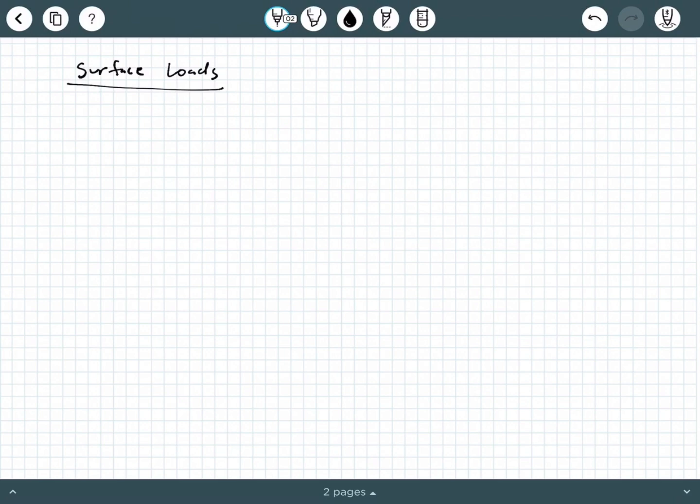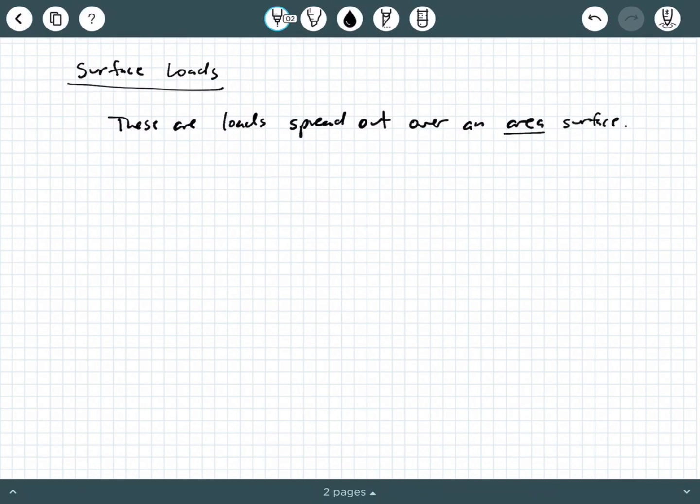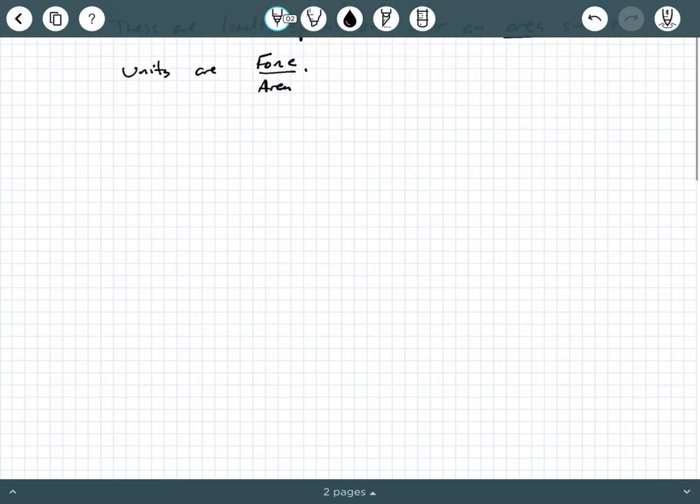The last topic involving distributed loads that we're going to talk about are what we call surface loads. So these are loads spread out over an area surface. So instead of having loads spread out just over one line or one linear segment, it's going to be spread out over an area. So the units are force over area. So it's a lot like stress units, the units of stress that we talked about in several videos ago in the past. So let's take a look at this.